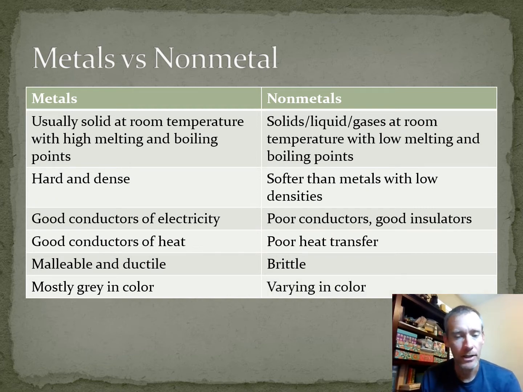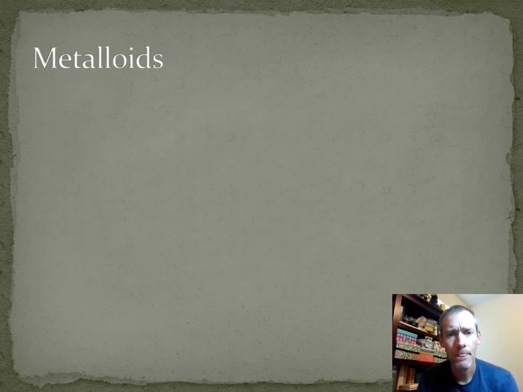And they vary in color. So lots of different colors with nonmetals. They have yellow, orange, black, green. So you can see they have different varying colors.